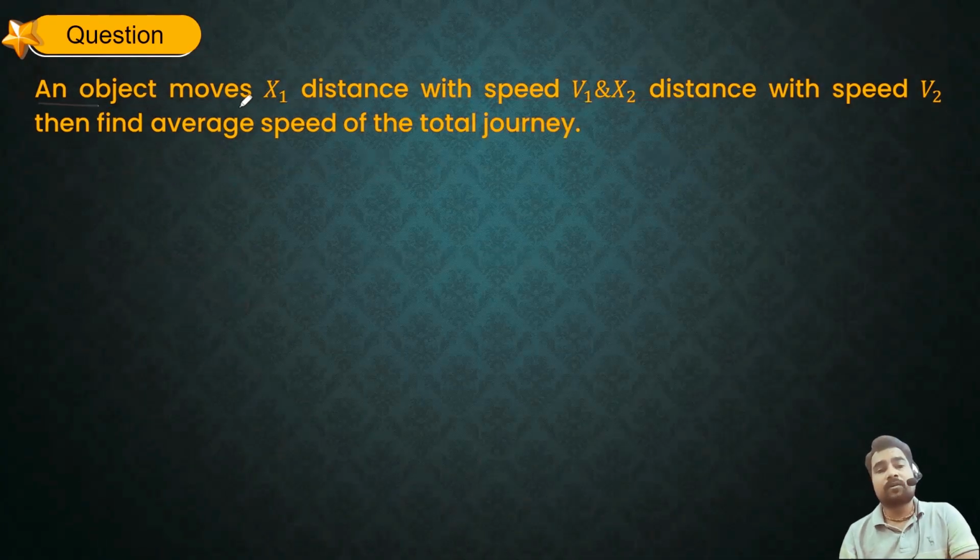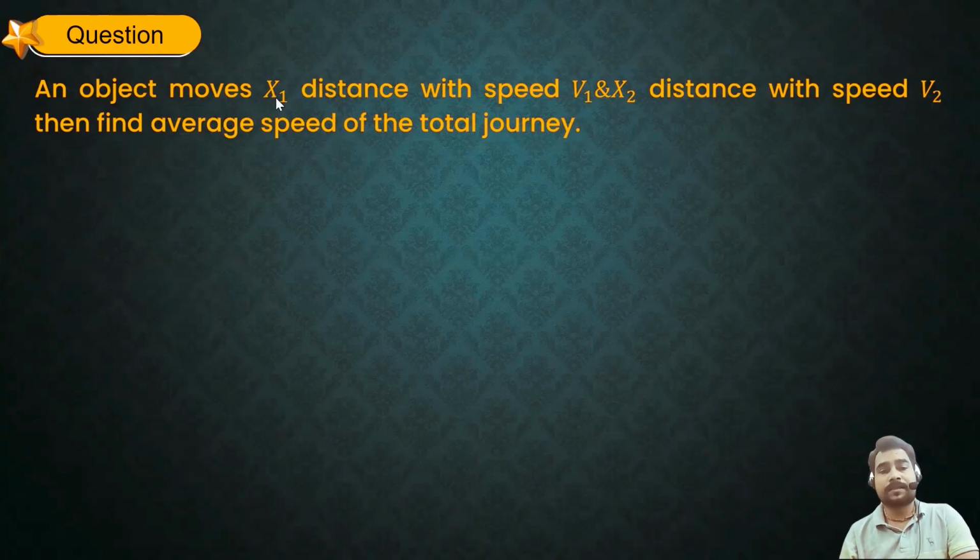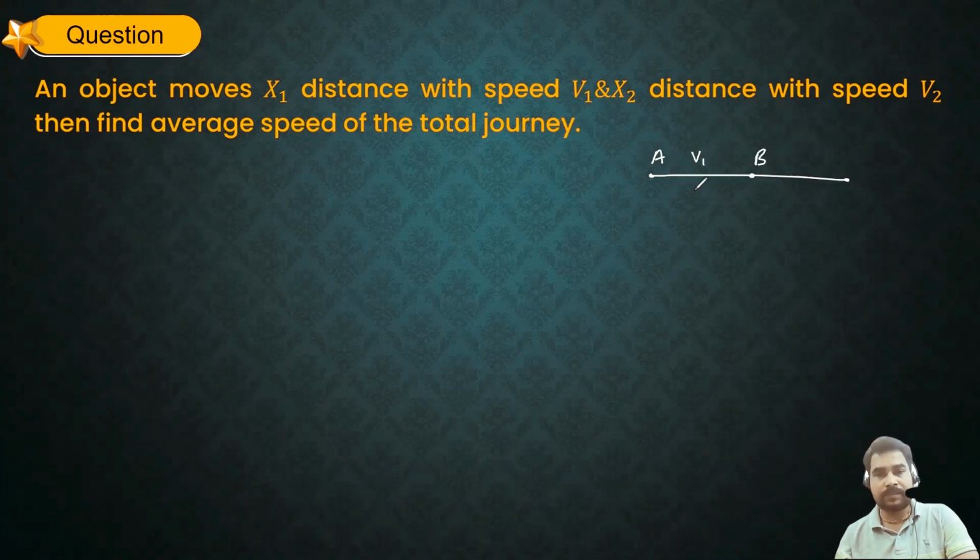On your screen, an object moves x1 distance with speed v1 and x2 distance with speed v2. Then find average speed of the total journey. Okay. So this time speed and distance are mentioned, but not the time part, right? So here I am assuming the object moves from A to B with speed v1 and distance covered is x1. And from B to C, speed is v2, distance covered is x2. Since time is not mentioned, I am assuming it as t1 and t2.